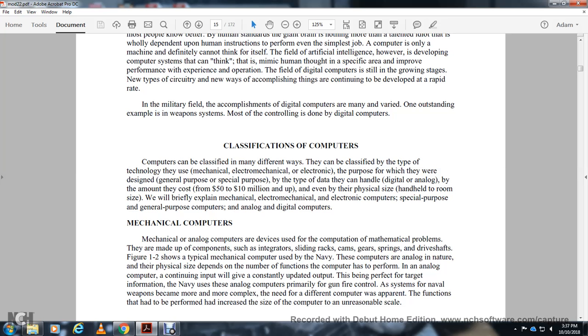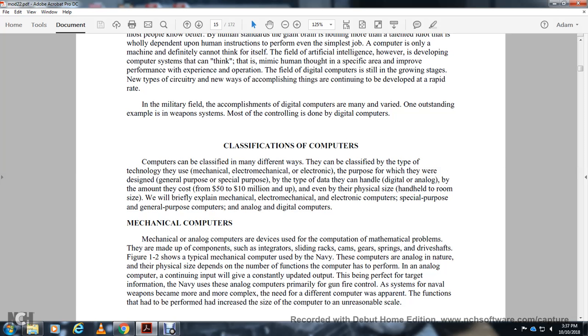Mechanical analog computers solve mathematical problems using components such as sliding racks, cams, gears, springs, and drive shafts. Figures 1 and 2 show a typical mechanical computer. They are analog in nature, and their physical size depends on the number of functions the computer has to perform.